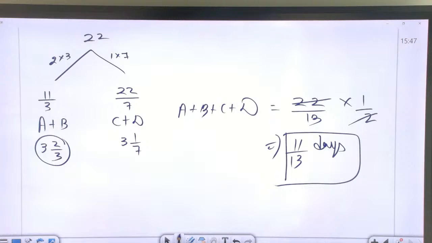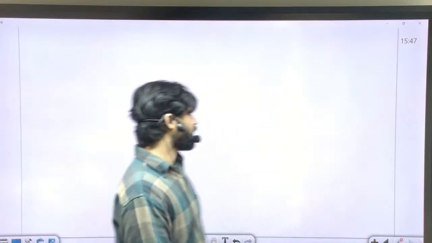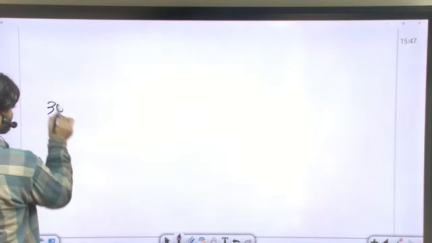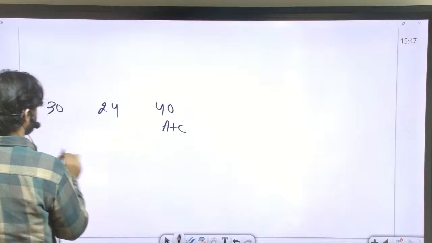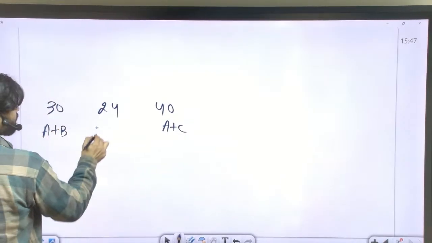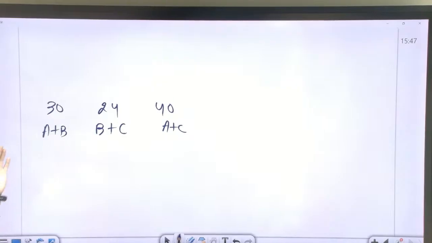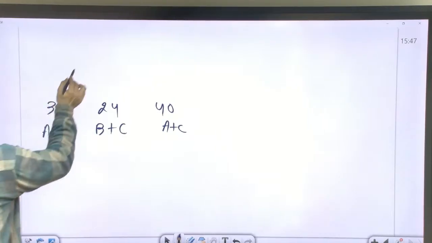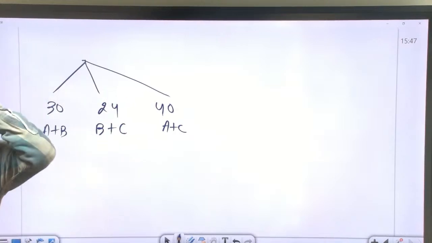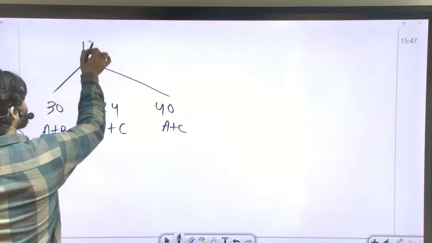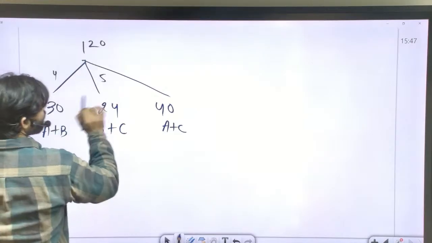6. Let me check. So A and B takes 30 days. So it is 30 days, 24 days and 40 days. So this is A plus C, this is A plus B, and this is B plus C. The data is accurate. Now we have to find out the total work. What will be the LCM of 30, 24 and 40? 120. So the LCM is 120. Divide it. We are getting 4, 5 and 3.